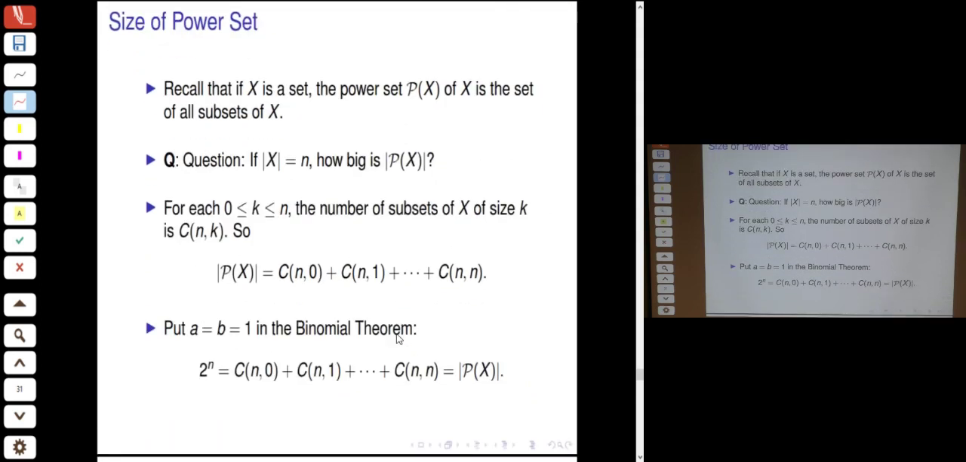So let's count the size of the power set. So what is a set? A set is just a collection of some elements. So let's say a group of people. What is a power set? The power set is the set of all subsets.